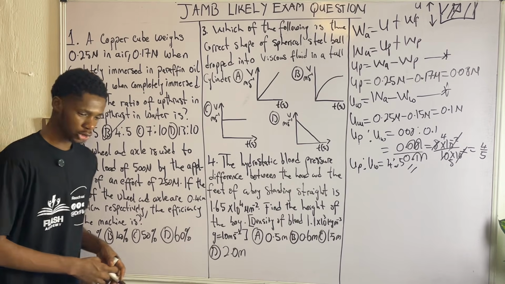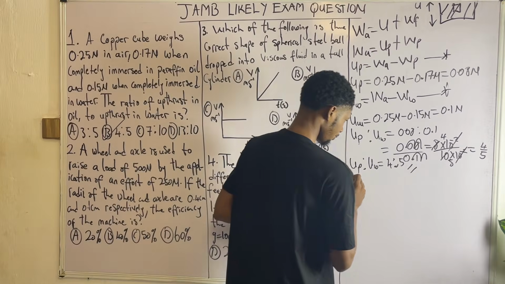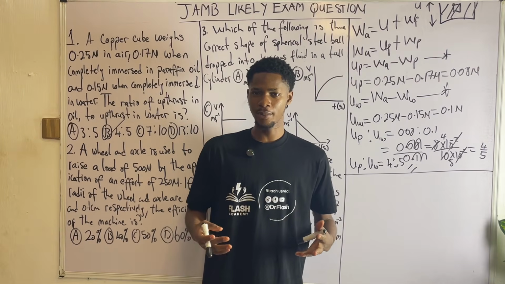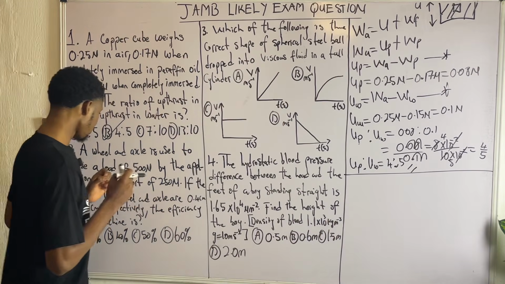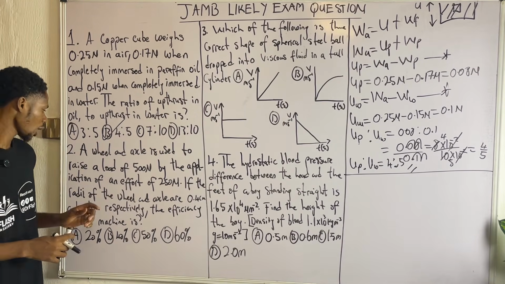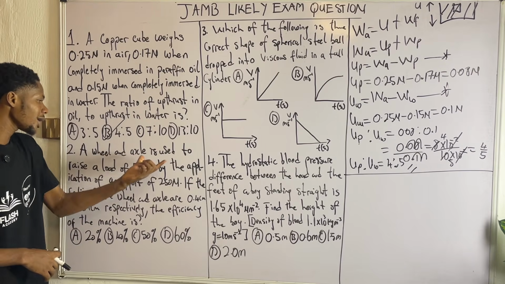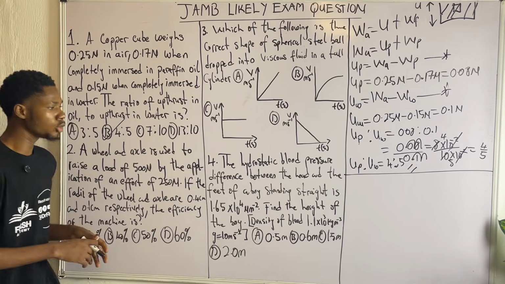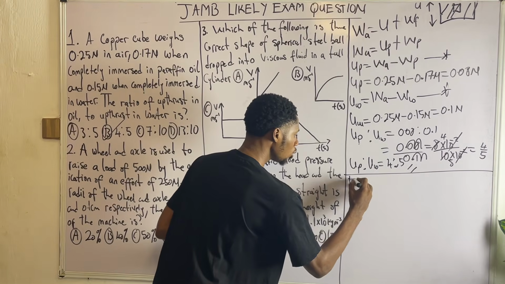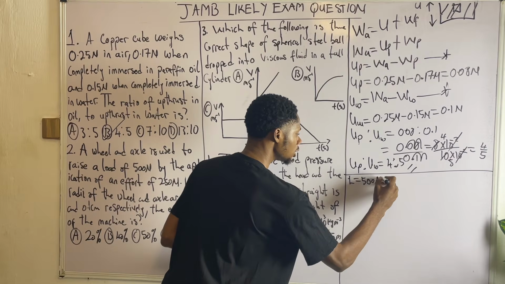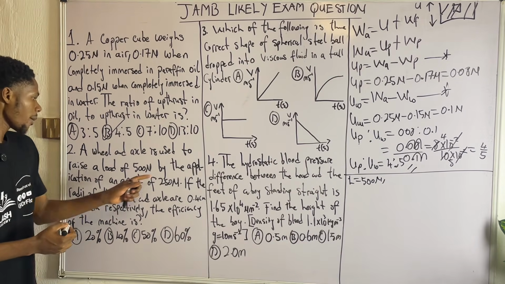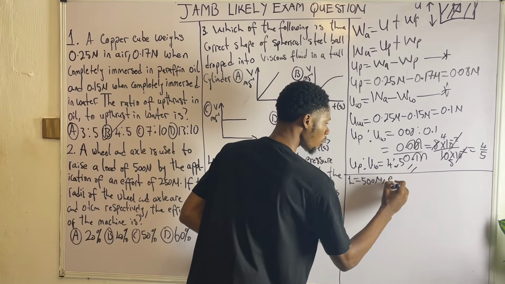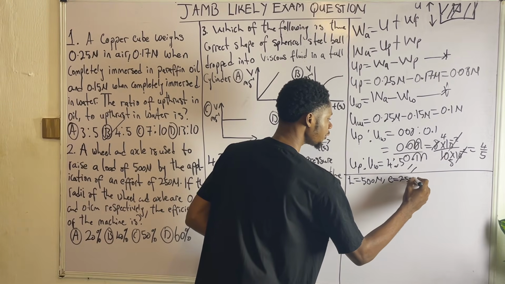Now this one is another JAMB question on machines. Okay, now how do you solve a problem like this? Now first is first, I would like us to bring out the parameters. Okay, what are the parameters that are given to us in the question? Okay, now it says a wheel and axle is used to raise a load of 500 newtons. Okay, now this is the force or the load. So we're going to come here and we're going to say load is equal to 500 newtons. Okay, now by the application of an effort of 250 newtons, which means effort E is equal to 250 what now, newtons.